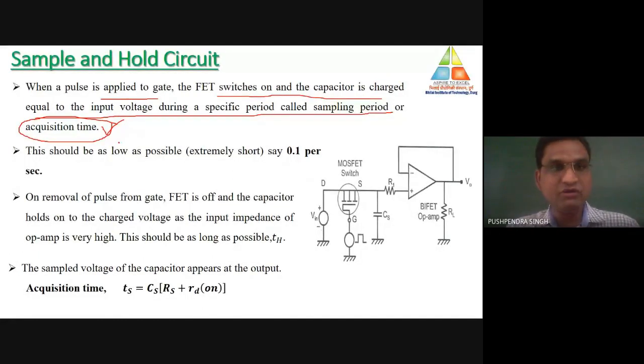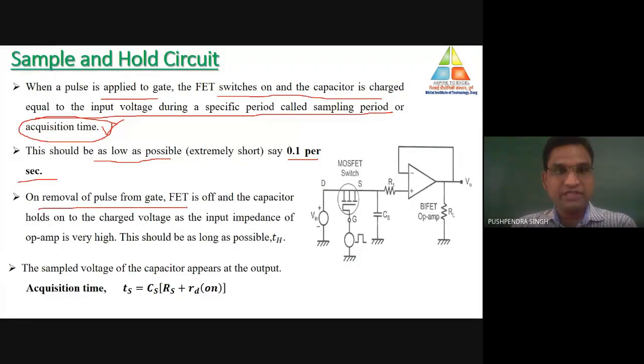That's why the value of this acquisition time should be as low as possible. That should be equal to 0.1 second. Why? Because it should give a direct response to the input voltage source. So the acquisition time should be as low as possible. In general, it's 0.1 per second.